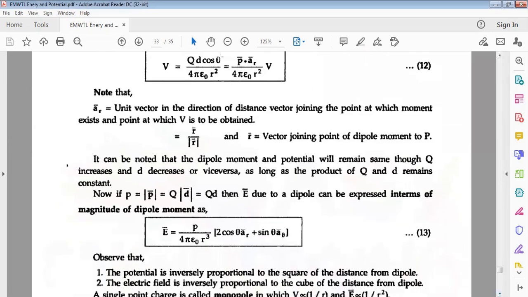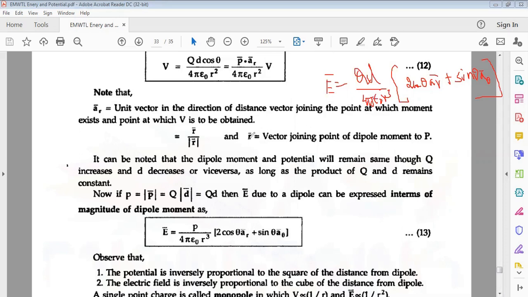And in a similar way, for the electric field intensity, we got E bar is equal to QD by 4 pi epsilon naught R cube, and the whole is multiplied by 2 cos theta AR bar plus sin theta into A theta bar. This is the formula we got for the electric field intensity due to the electric dipole.